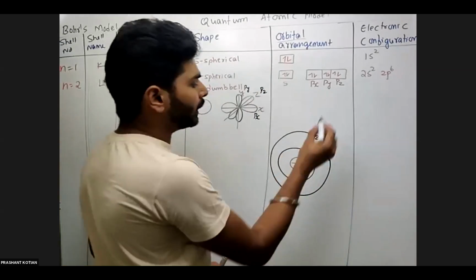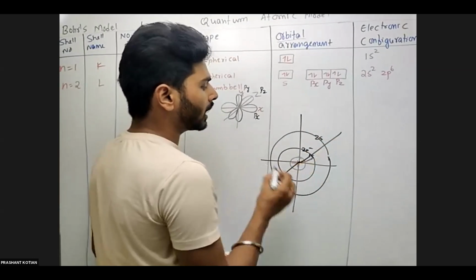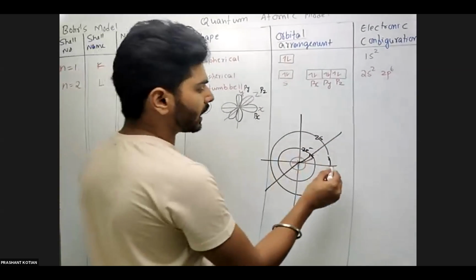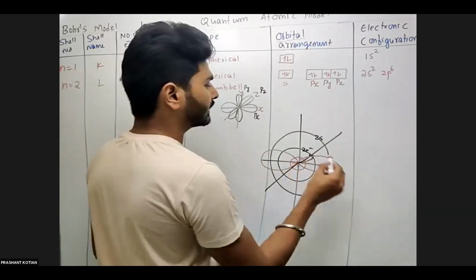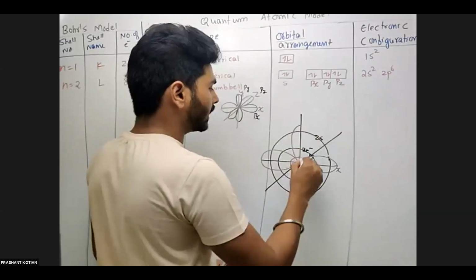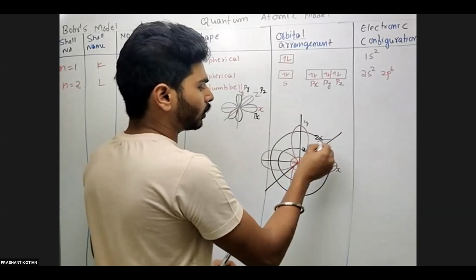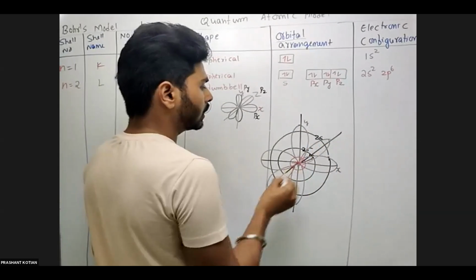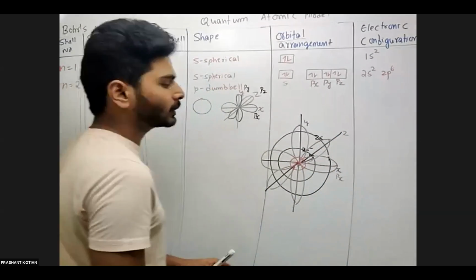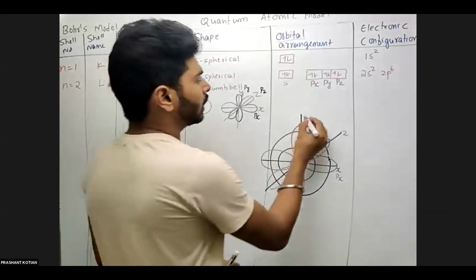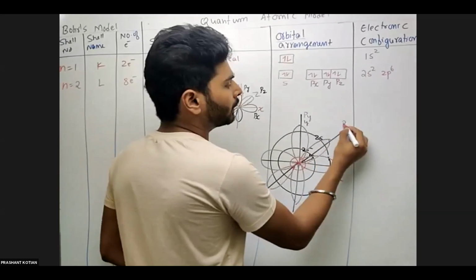So 2p you can expect at the same place, but I need to apply coordinates here. So two electrons I can keep along the x-axis, two electrons along the y-axis, and two electrons along the z-axis. The two electrons present on the x-axis will be inside the px orbital, otherwise I call it px. Two electrons present on y will be py. Two electrons present on the z-axis will be pz.